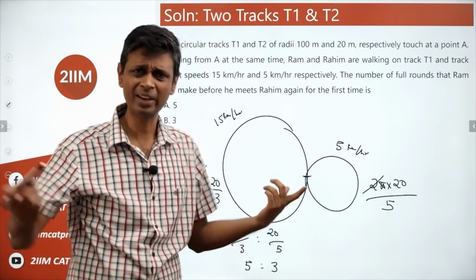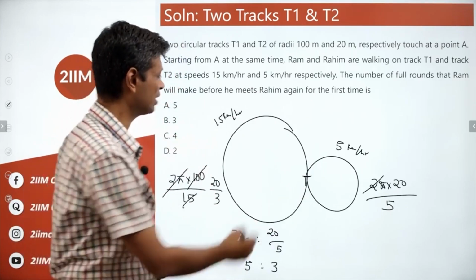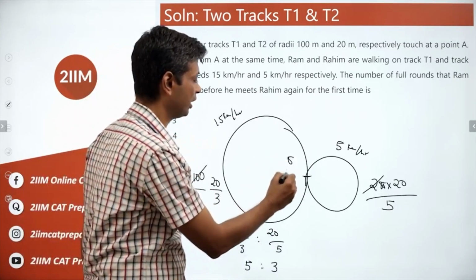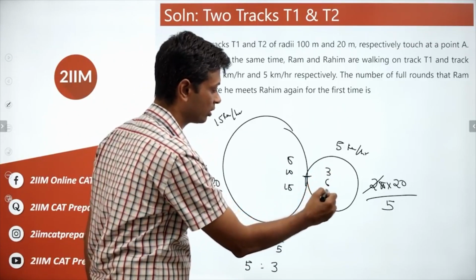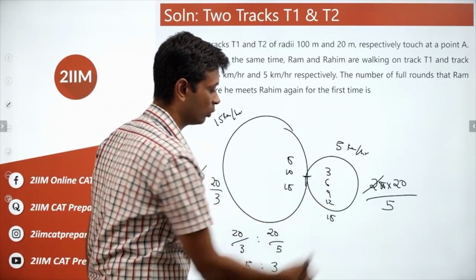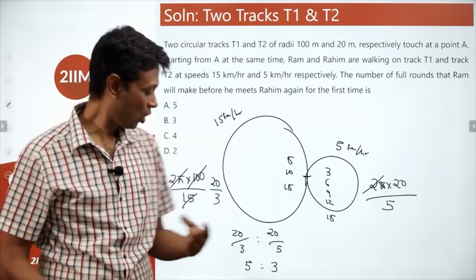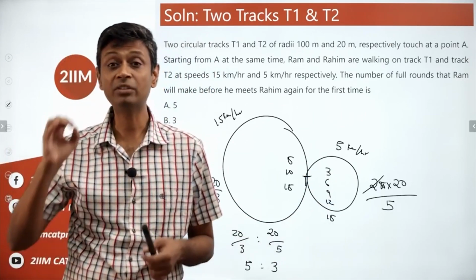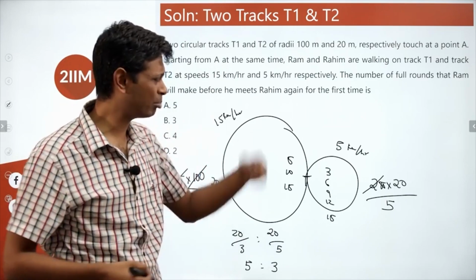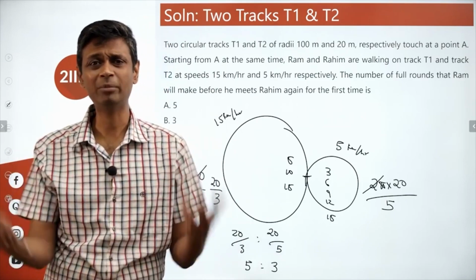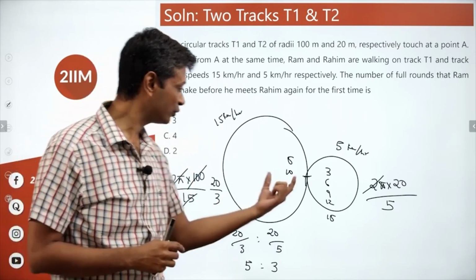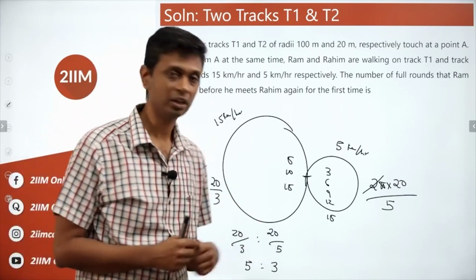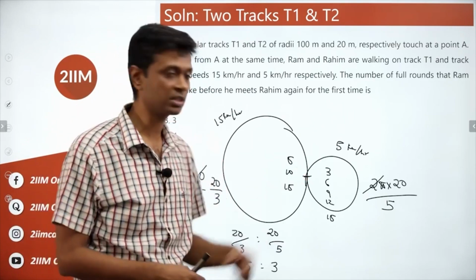Call that as units. You don't care. So, Ram will come at 5 units here, at 10 units here, at 15 units here. Shyam will come at 3 units, 6 units, 9 units, 12 units, 15 units. Why am I stopping with 15? If you call this as 5 units and 3 units, after 15 units of time, whatever ratios we want to do, after 15 units, Ram will be at the starting point. After 15 units, Rahim will be at the starting point.